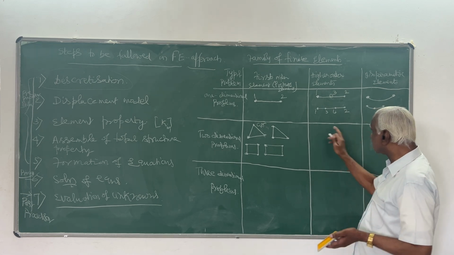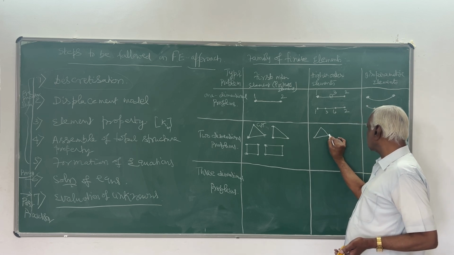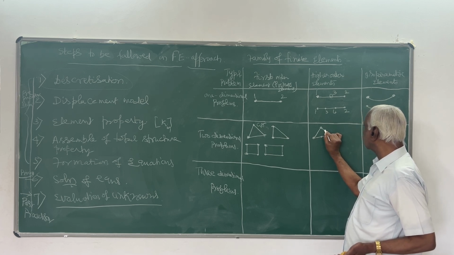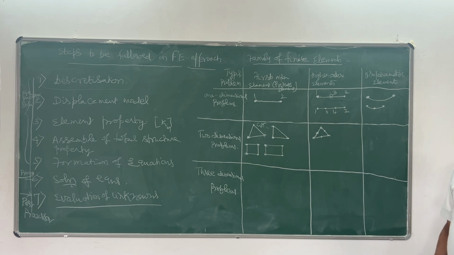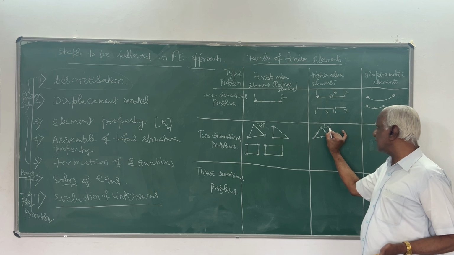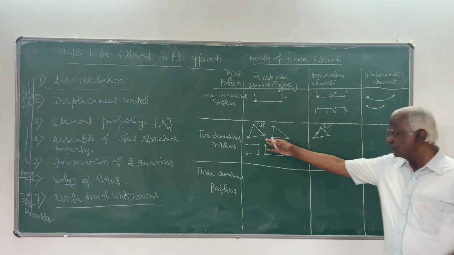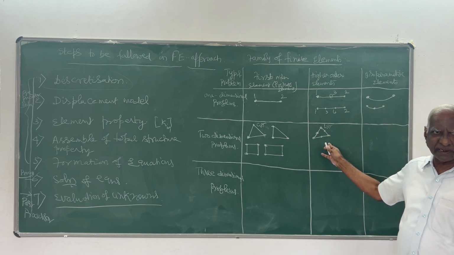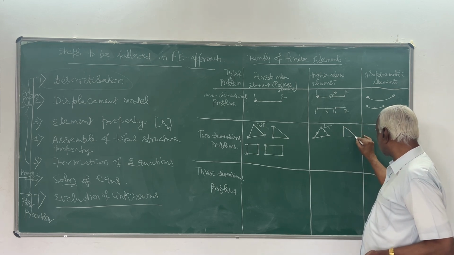Next, higher order elements here are the same primary elements with more number of nodes. Internal nodes may be present at the middle of the sides. This is called the LST element, linear strain triangle element. This is 3-noded, this is a 6-noded triangle element.